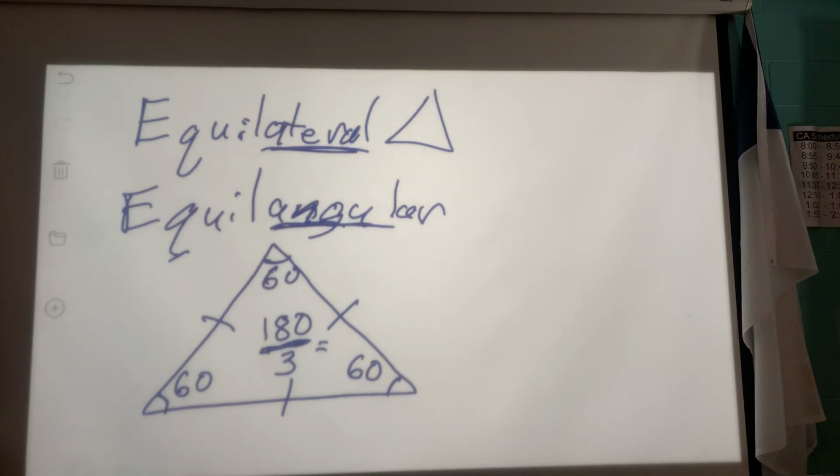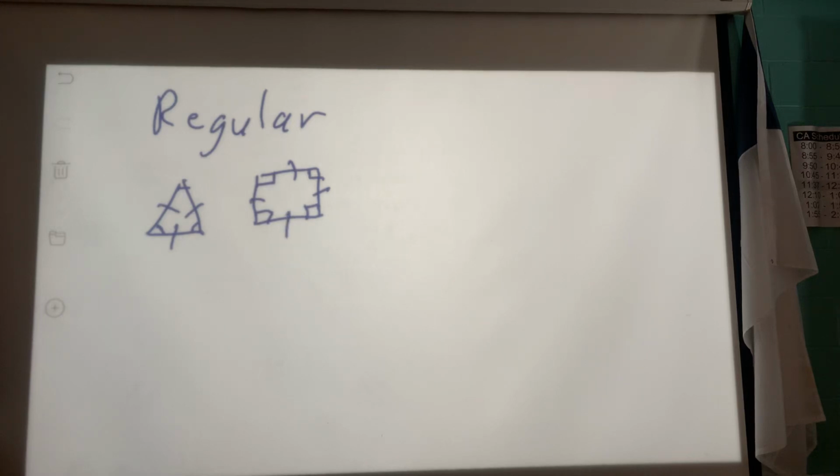Now, when you put these two things together, equilateral and equiangular, any shape that has all the same sides and all the same angles, that's where you get the word regular. A regular polygon is where all the sides match and all the angles match. We've got the equilateral triangle, where all the sides match and all of the angles match. But we also have a square, where they all have 90s and again all of the sides match. Well, they don't stop there.